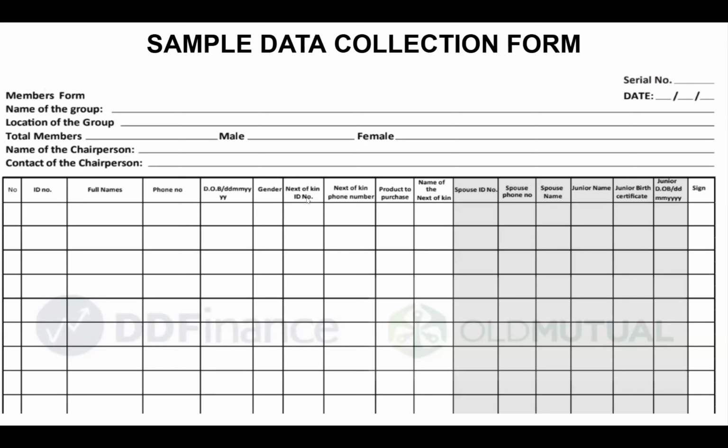And then here we start collecting the next of kin or beneficiary details. So it's the same information that we will collect: the ID number, their phone number, which product they're taking, and their name, of course. Then here we come to the dependents, that is the spouse phone number, the spouse name, and the juniors, that is the minors, and their birth certificate or birth notification numbers.